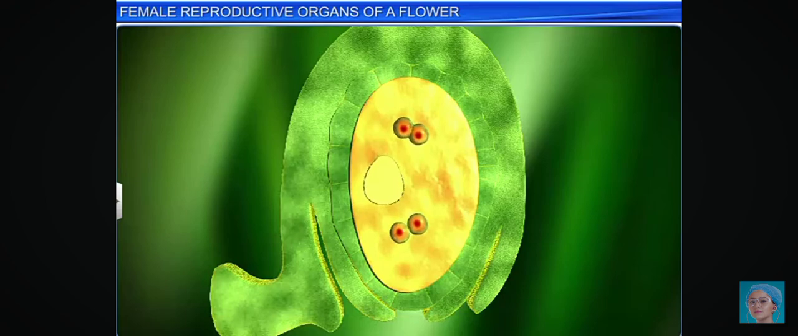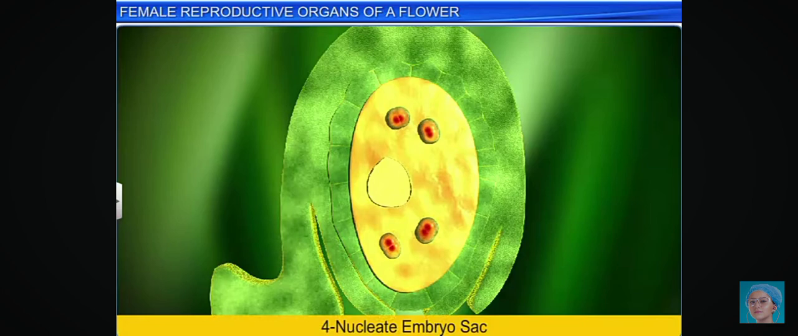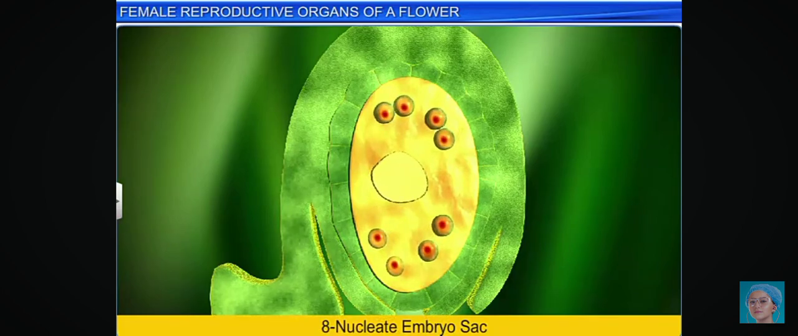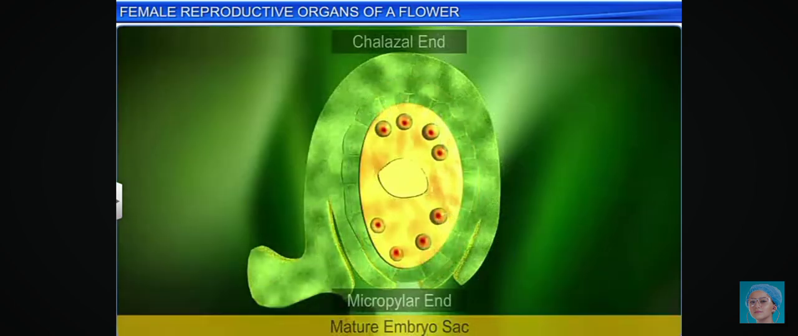The mitotic divisions continue and result in the formation of the 4-nucleate and later the 8-nucleate stages of the embryo sac. A mature embryo sac thus has 8 nuclei after 3 mitotic divisions, which are arranged in a group of 4 at each end of the embryo sac.